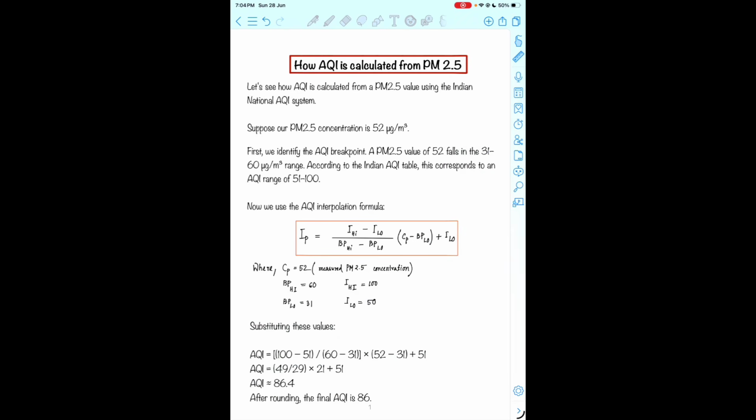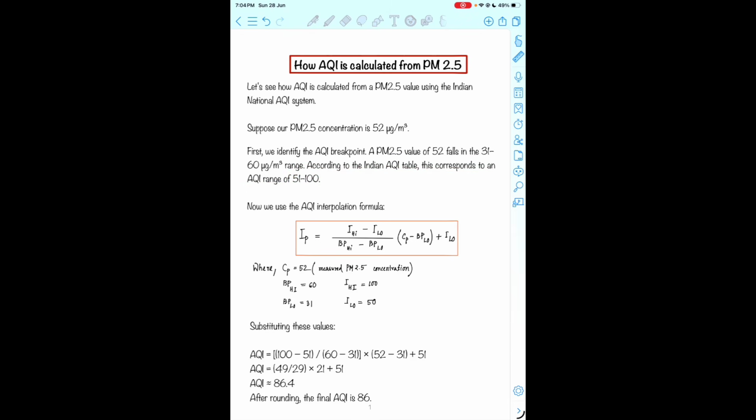So now we are talking about how AQI is calculated from the PM2.5 value. Our PM2.5 concentration is 52 microgram per meter cube. So first we identify the AQI breakpoint. A PM2.5 value of 52 falls in the 31 to 60 microgram per meter cube range. So according to our Indian AQI table, this corresponds to an AQI range of 51 to 100.